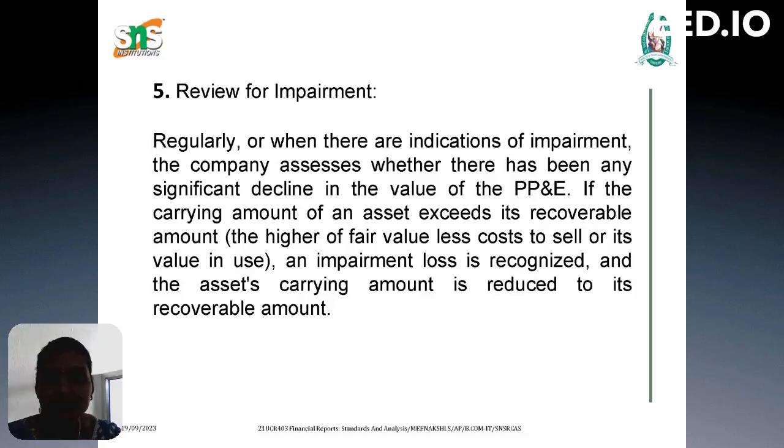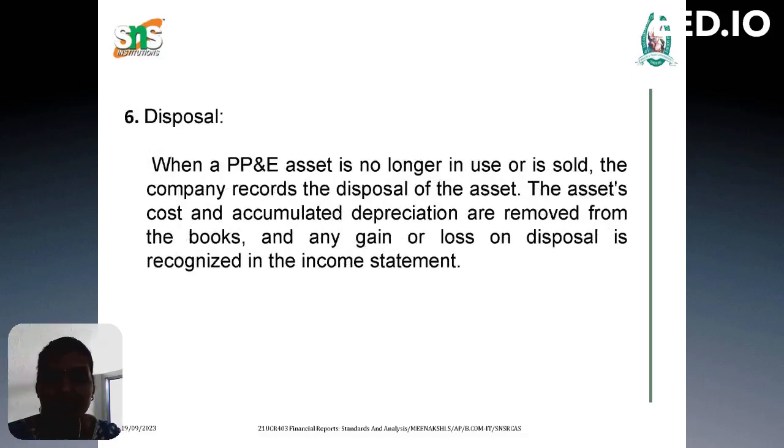Then once we enter the depreciation, it is important to review the impairment. Then disposal, if there is any disposal of assets, it has to be mentioned. Then disclosure, all sorts of information have to be disclosed. Regular updates have to be made to keep the books of account proper. So these are all the steps involved in accounting for PPE.